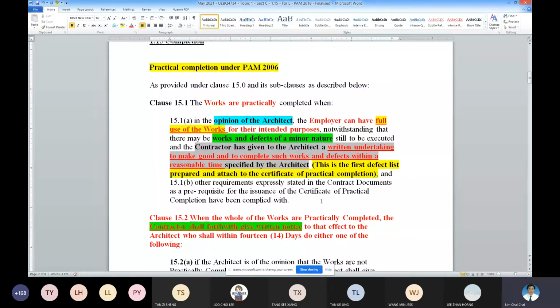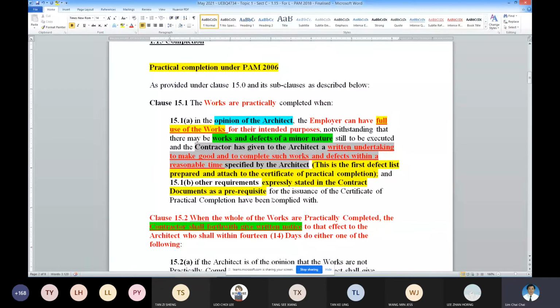So, or the user item clause 15.1b. This clause 15.1a. Okay, or other express requirements need to be complied with. Say the work is practically complete in the opinion of the architect, plus other prerequisites which are expressly stated. For example, okay, the testing of the M&E items.